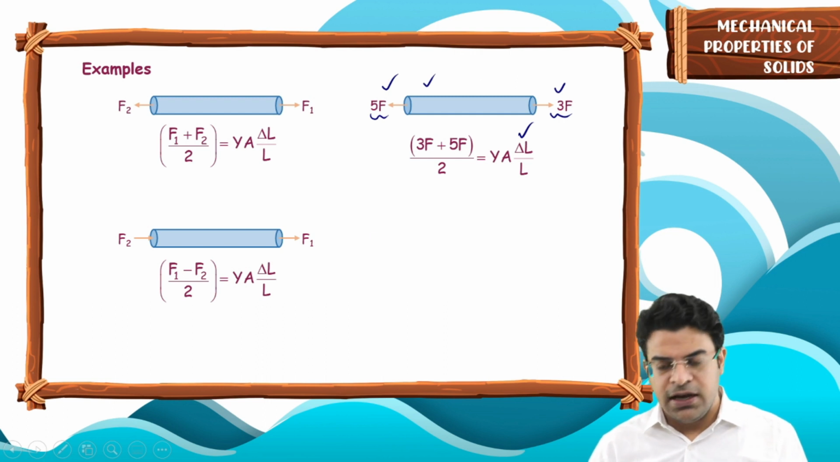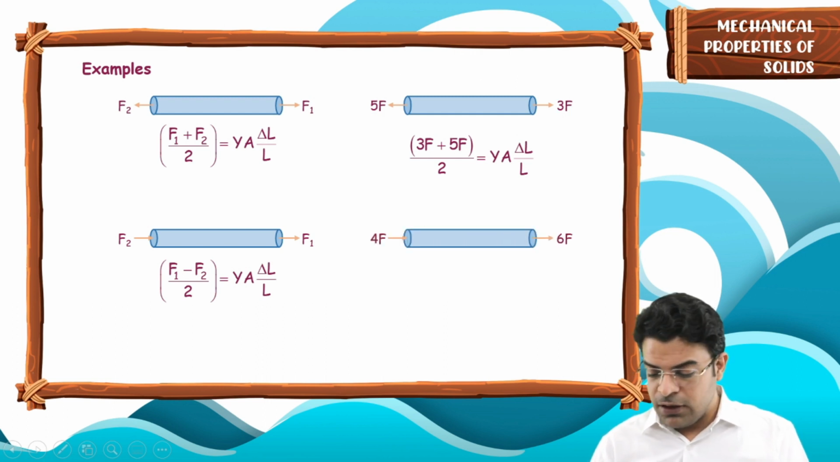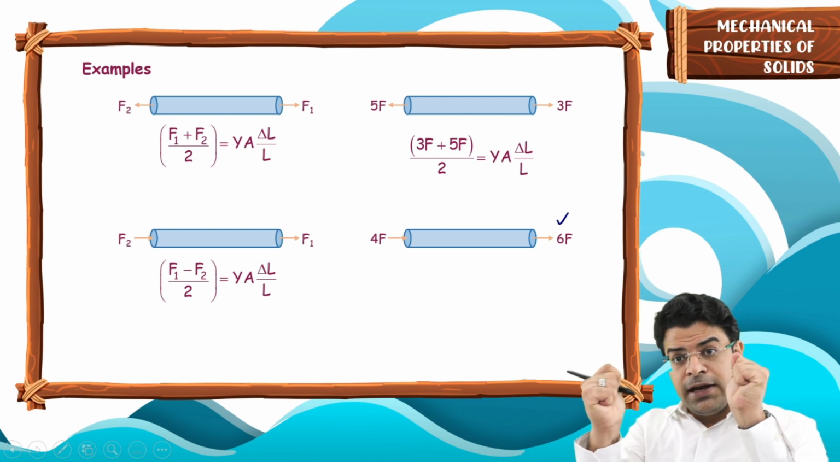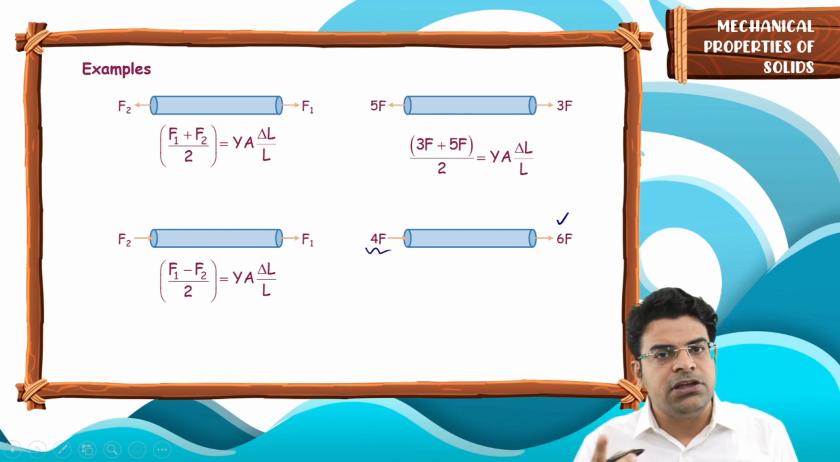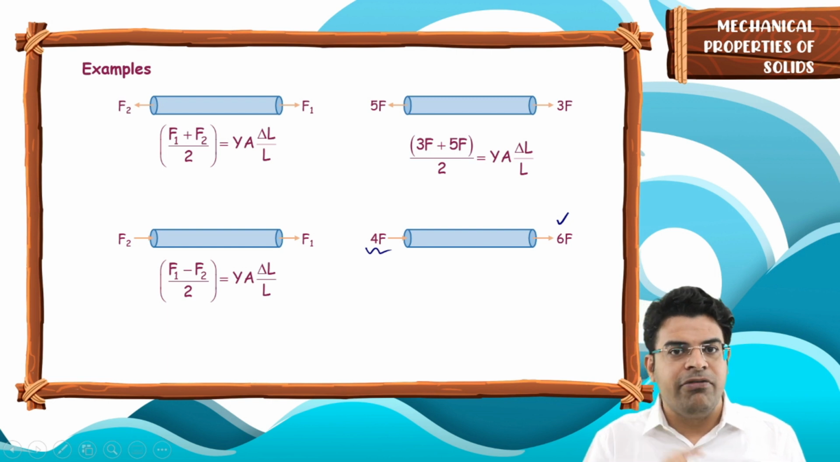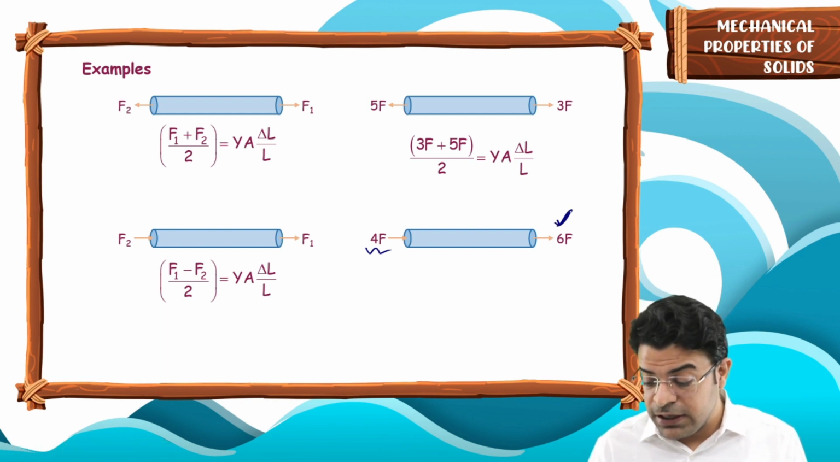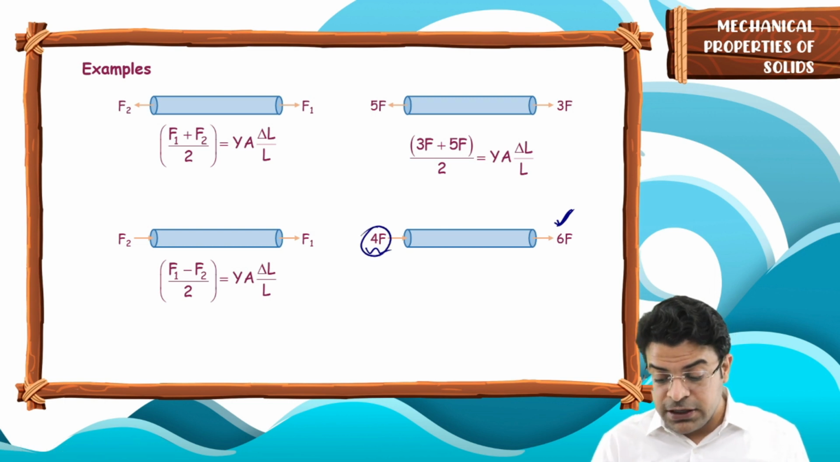So easy. And let's take one more example. If you have got a force of 6F trying to increase the length, while a force of 4F tries to decrease the length, then sir, what to do? Again take the average, but to understand, 6F is trying to increase the length while 4F is trying to decrease the length.